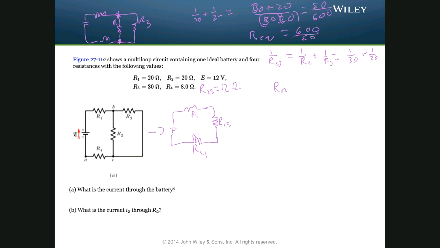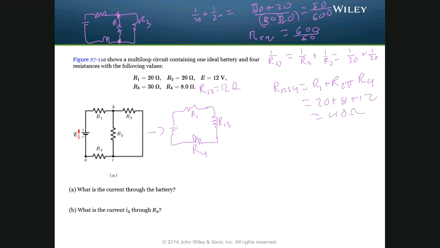So R1234 will be equal to R1 plus R23 plus R4, and that's going to be equal to 20 plus 8 plus 12, so that's going to equal 40 ohms.